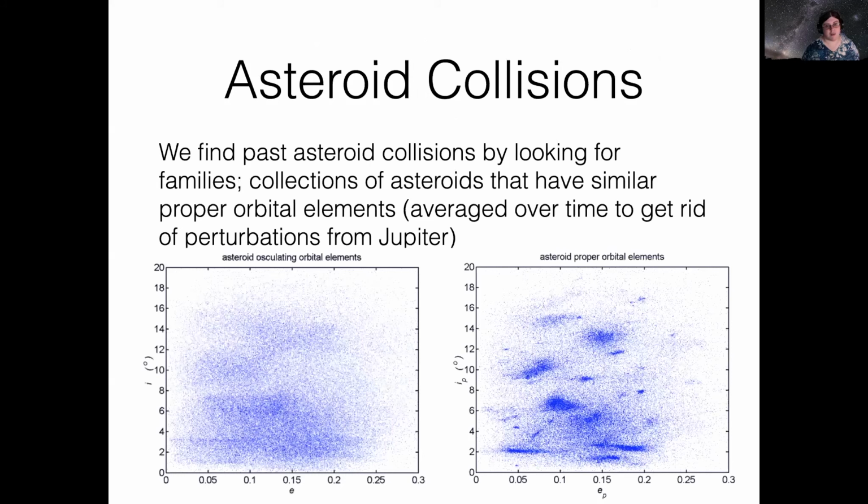So, all right, let's talk about collisions. Since I've mentioned them, I've said that the sizes of asteroids are mostly shaped by the fact they're hitting one another. How do we study that? One way you study that is to look for asteroids that have similar orbits.